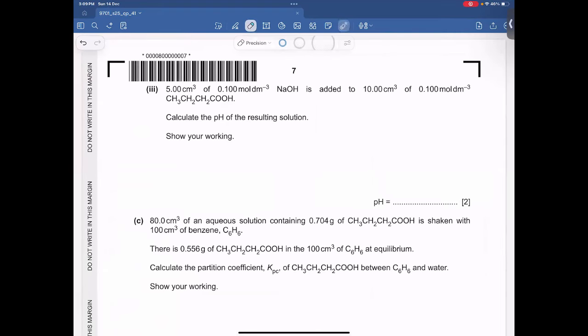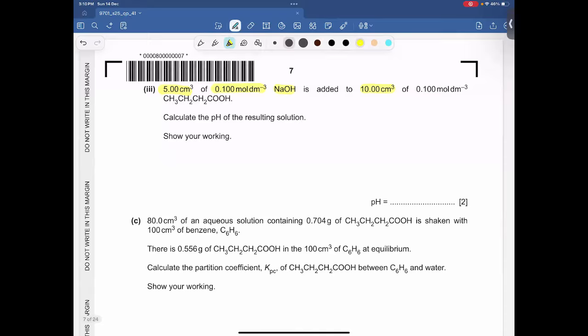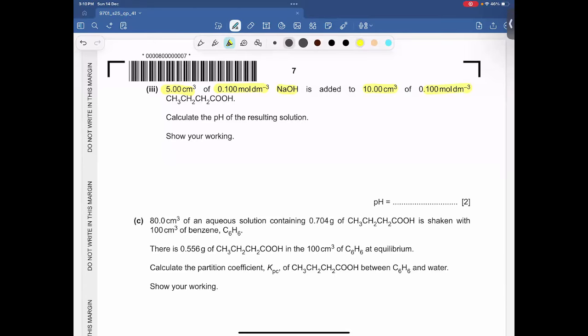5 cm cube of 0.1 mole per dm cube NaOH. So the concentration and volume of NaOH is given. By using these two values, I can find the moles. So that's going to be the first step, obviously. And again, the concentration and volume of acid is also given. I'm going to get the moles also. Calculate the pH of the resulting solution. Show your working.